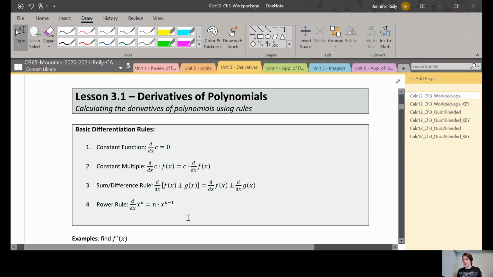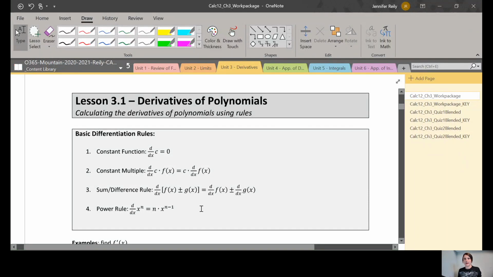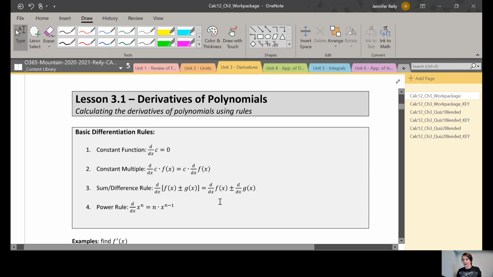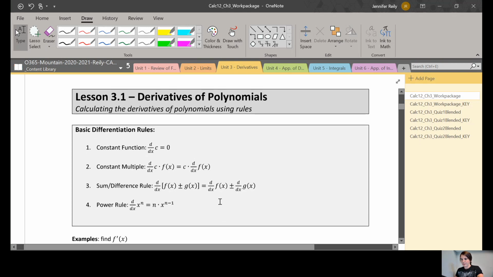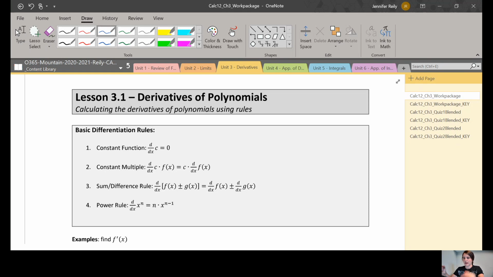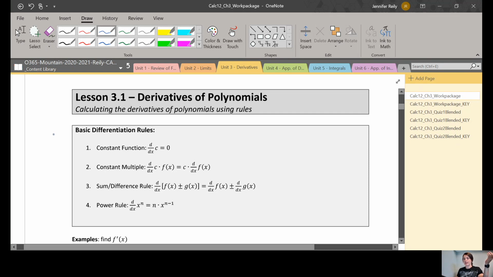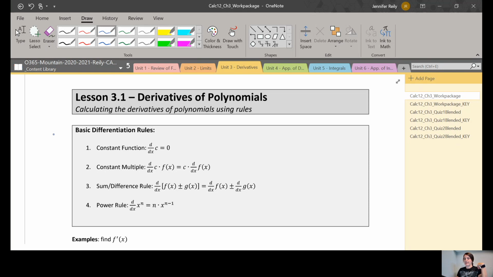Okay, hi everyone. This video is to go over lesson 3.1, which is going to be on derivatives of polynomial functions and also using the power rule. And so last unit, we learned a formula for calculating the derivative or the slope of a tangent line. This chapter, we're going to be learning some tricks so that we can calculate derivatives much faster.